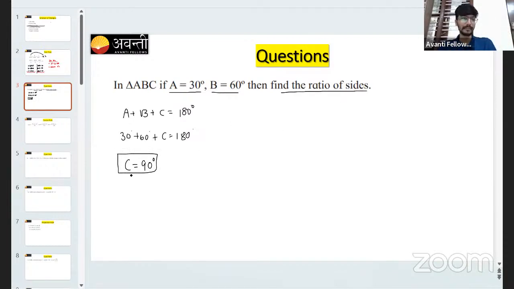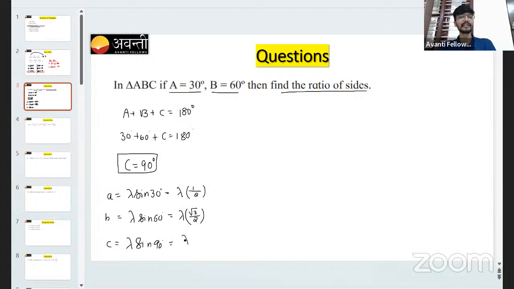By sine rule, I can write a equals lambda sine A, which is sine 30 degrees, which is lambda into half. Second, I can write b as lambda into sine B, which is sine 60 degrees, which is lambda into root 3 by 2. And c is lambda into sine 90 degrees. What is sine 90 degrees? It is 1.